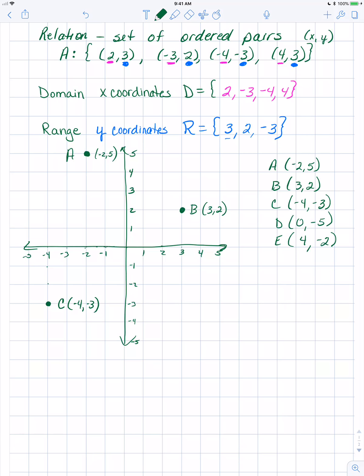D is at 0, -5. Well, remember, this is our origin at 0, 0. So we're going 0 units on the x-axis. So we're not going anywhere. He's going to stay right there. And then we're going to go -5 on the y-axis. So we're going to go down 5 to right here. And that is point D at 0, -5. And then E is at 4, -2.